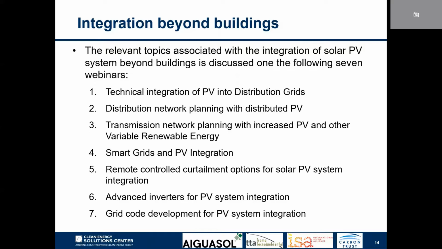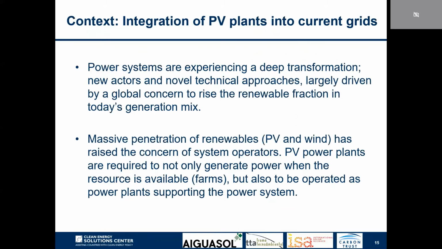Webinar number 4 is about smart grids. Number 5 has to do with control curtailment options and how to manage and implement such control options using remote solutions. Then webinar number 6 is about the role of inverters and advanced inverters to facilitate the integration of PV systems. And the last webinar in this module focuses on the development of grid codes to facilitate the integration of PV systems.